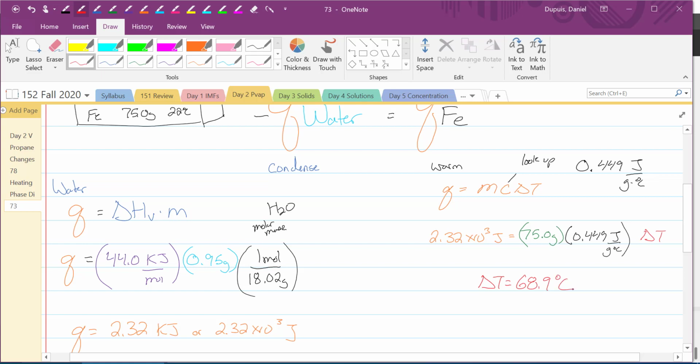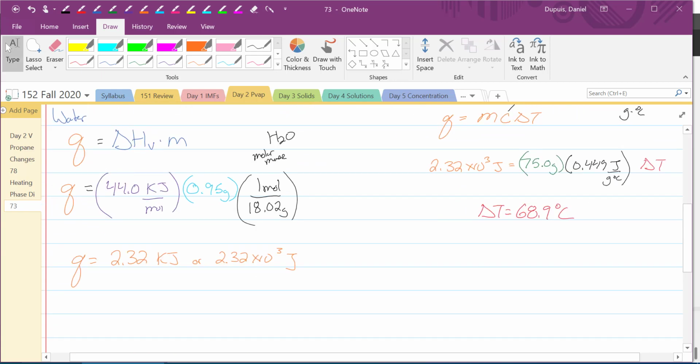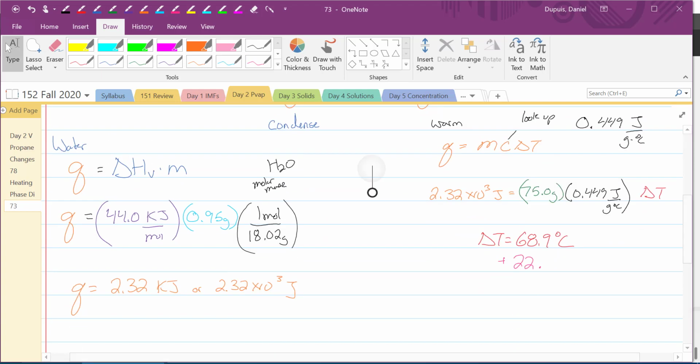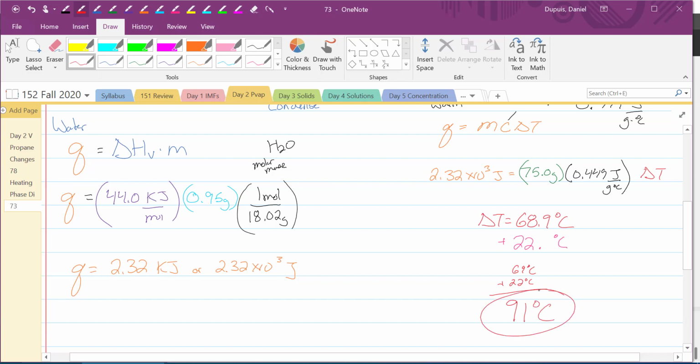So now that's the whole change. We started at 22. So delta T, we gain 68.9 degrees Celsius. If we start at 22, is it just 22? Yep. So we're going to make this degrees Celsius. 69 degrees Celsius plus 22 degrees Celsius is a grand total of 91 degrees Celsius. And there would be our answer.